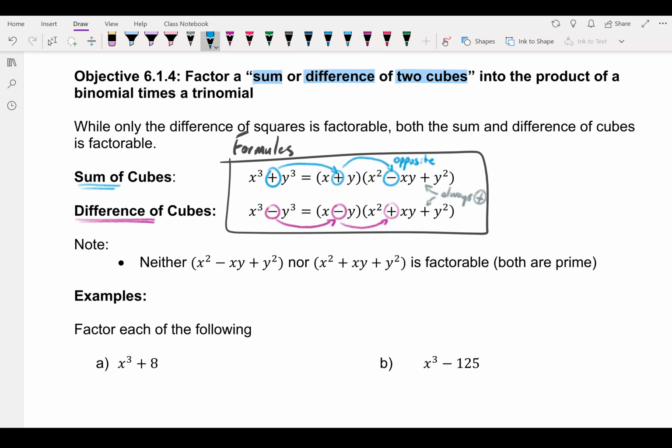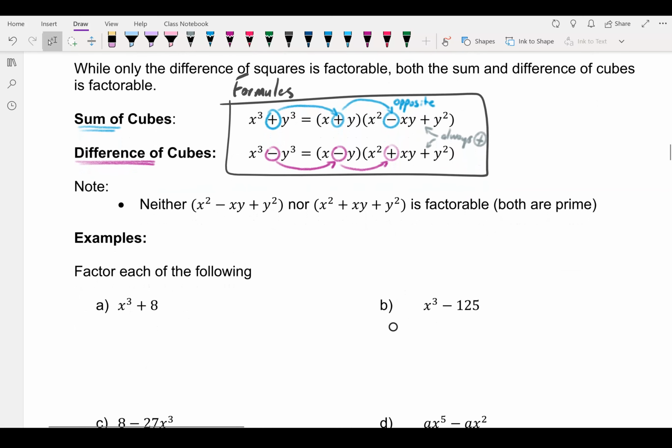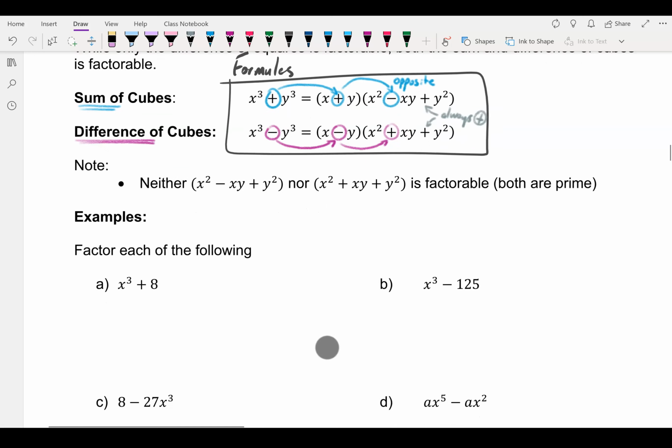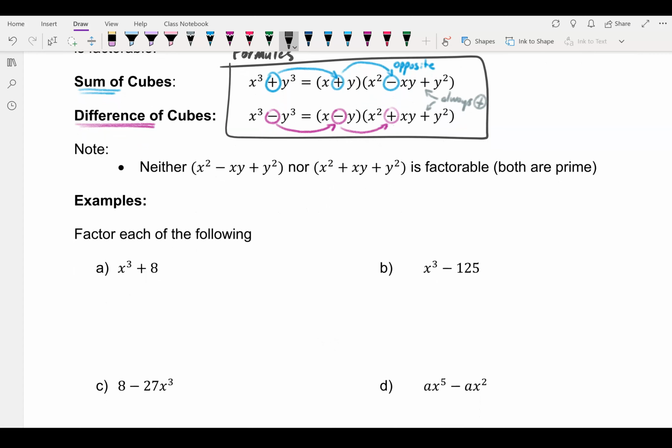So let's start using this. Let's use these formulas to factor. I'll do the first question here, and I'll try to keep the formula on the page. Factor each of the following. This is a sum or a difference of cubes. This is the sum of cubes, because we have two cubic numbers.